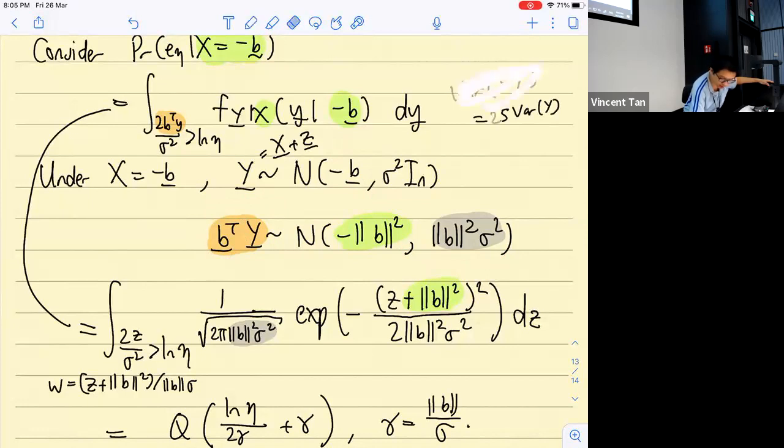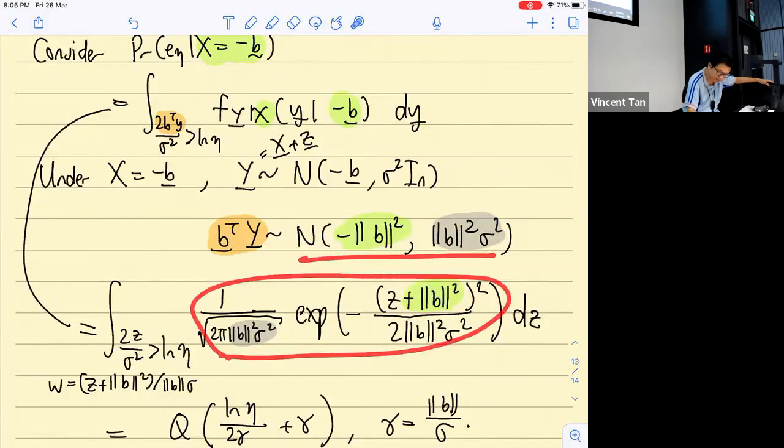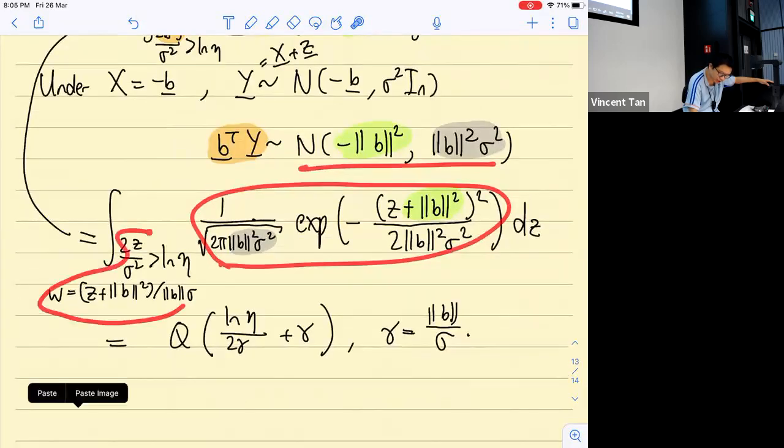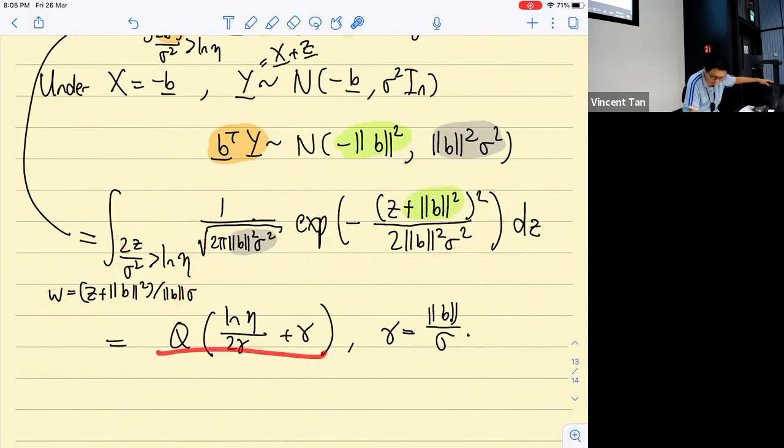So there is a small little result that we have to take the norm of B here. Then we put this particular distribution inside here, and we do some change of variable, but carefully, to get this error probability behavior. And this is now the effective SNR, signal to noise ratio, in the multi-dimensional case.